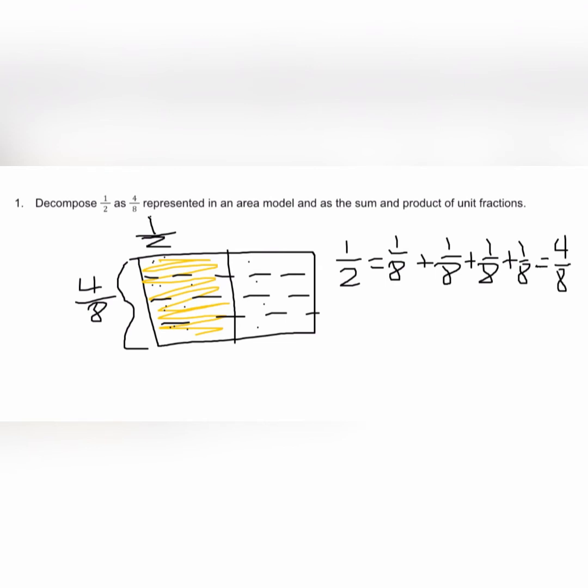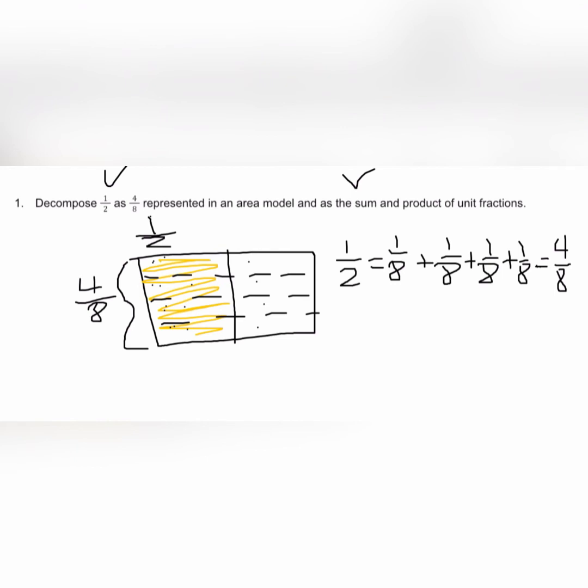We decomposed this represented in an area model. We just showed it as a sum of unit fractions, and now we have to write this as a product of unit fractions. So I did a whole tutorial on how to write the product of unit fractions, and I'll link that above because this part can be a little confusing if you did not see that video or if you don't understand that concept yet. So if you need to watch that, you should go back and watch it.